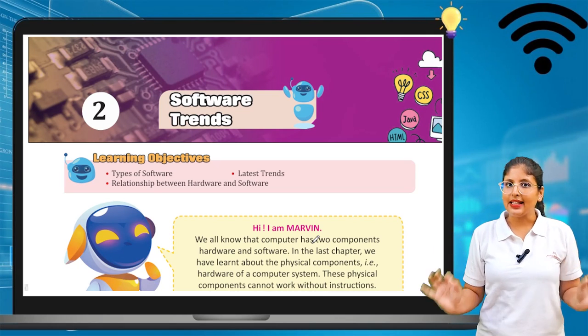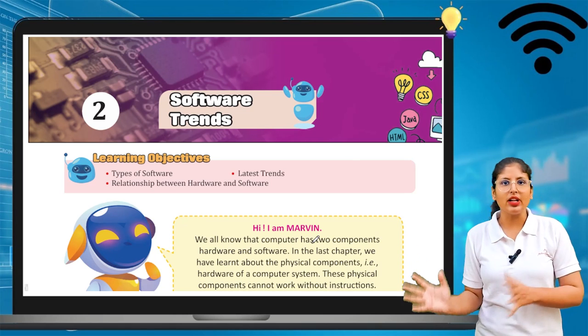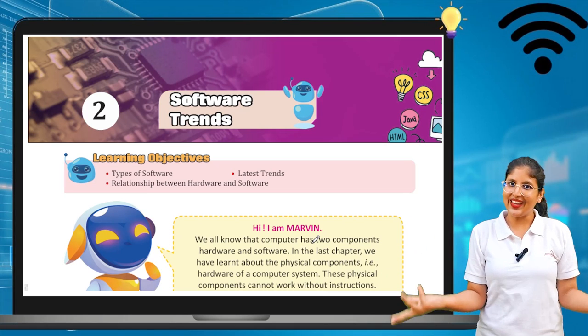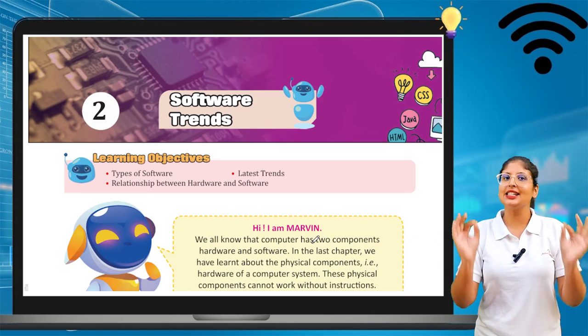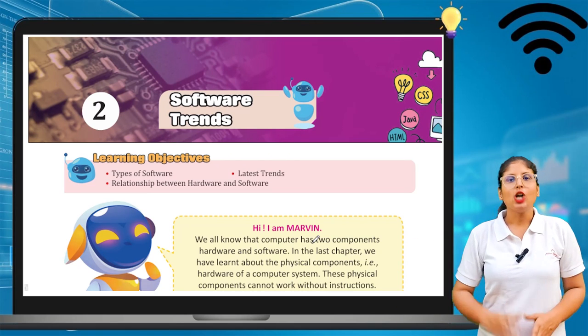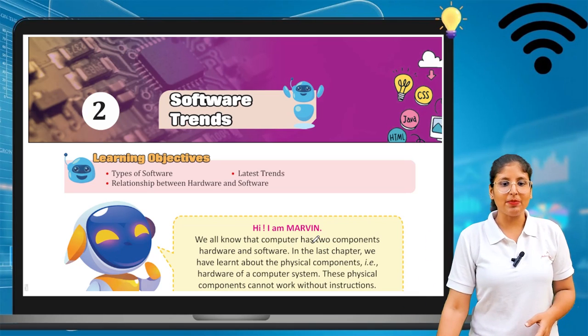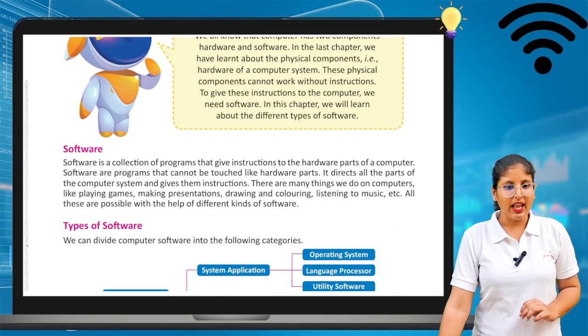And their types, and in the last we will see what the connection is between hardware and software. Do they have any connection or not? These are the things we have to discuss in this chapter. So, ready for this class? Let's start. Chapter number 2, Software Trends, is the chapter name. Let's start with software.